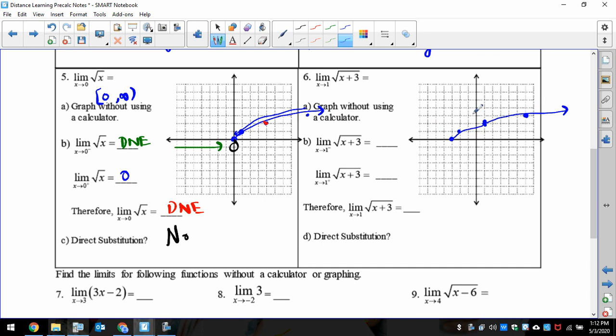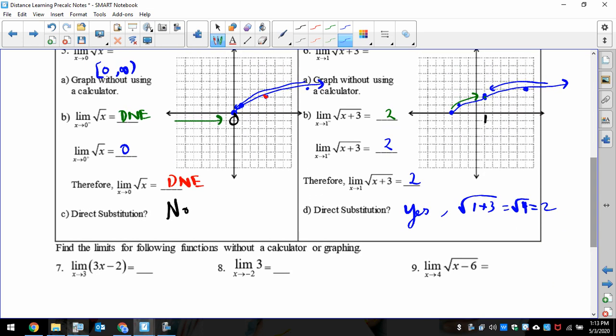So here's our square root graph, and we're considering the limit at 1. So the limit is right here, or the value, limit value. And coming from the left of 1, the value of the function goes up to 2. And coming from the right of 1, right here, the value is going up to 2. So does the limit exist? Yes. And it's just 2. And can we go ahead and plug in 1 into the function? Yeah, if you plug in 1, you get the square root of 4, which is 2.